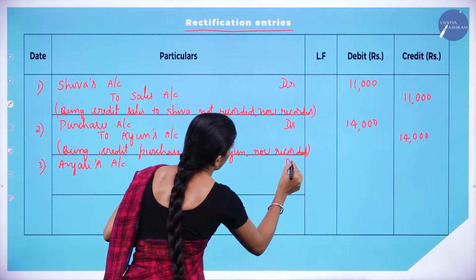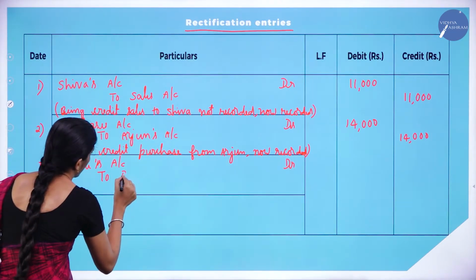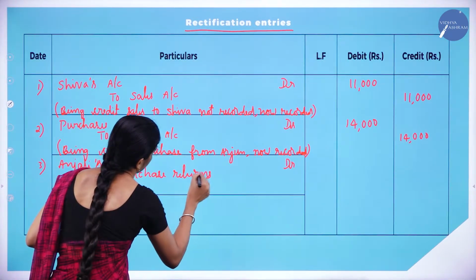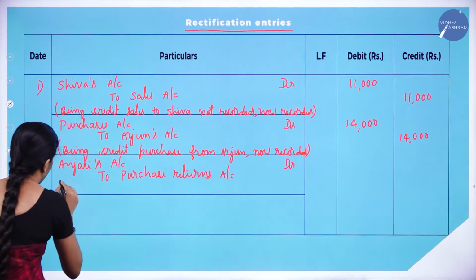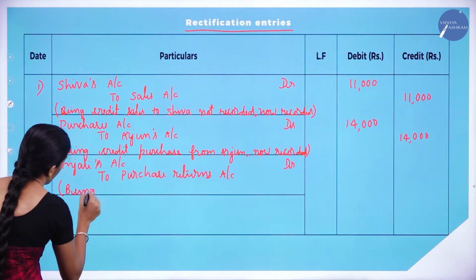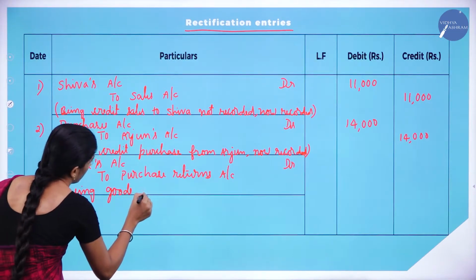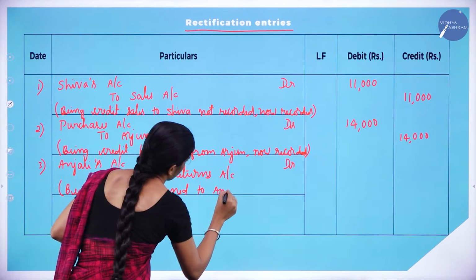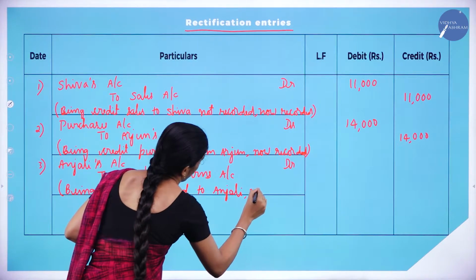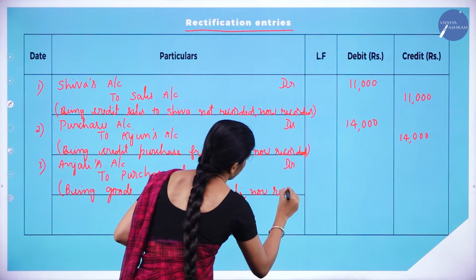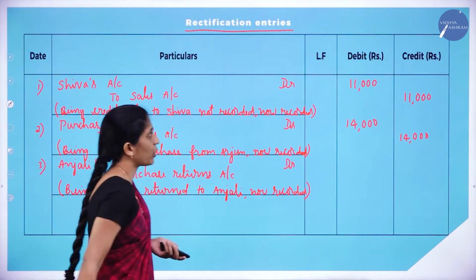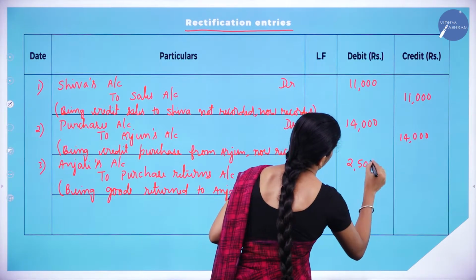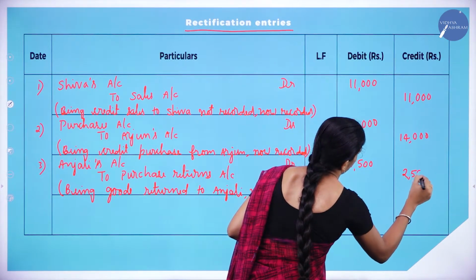So, the third one is Anjali's account debit to purchase returns account. Being goods returned to Anjali now recorded. And what is the amount? That is 2,500. So, 2,500 in the debit side and 2,500 in the credit side.